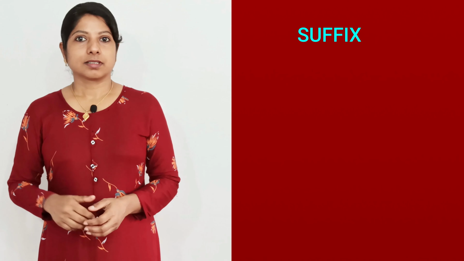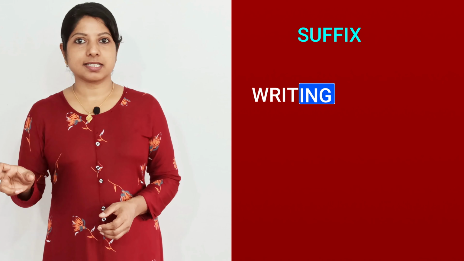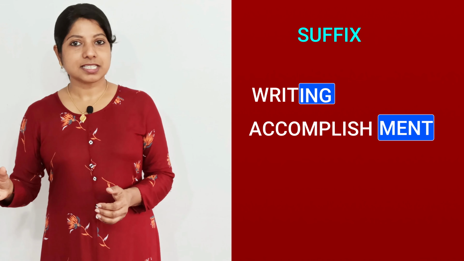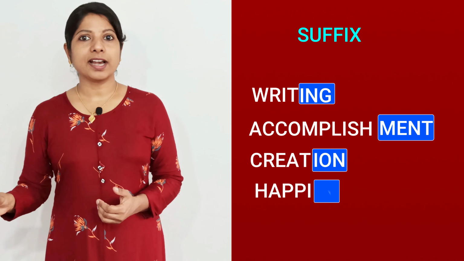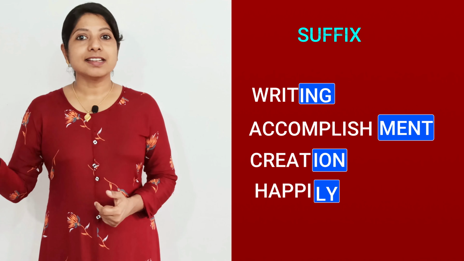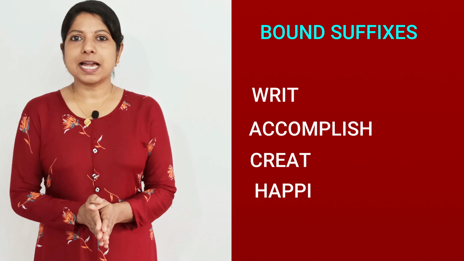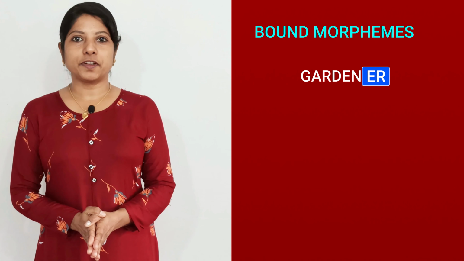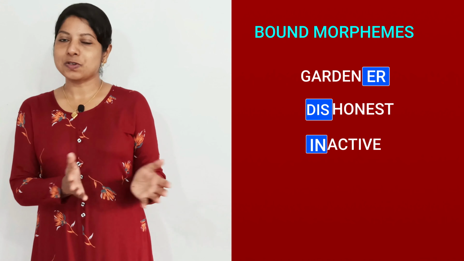Another example, writing. Again, write and ing. Ing is a suffix. It comes at the end of write. Accomplishment. Ment is a suffix. Creation, ion is a suffix. Happily, ly is a suffix. So all these suffixes are also bound morphemes. Hence you can call them bound suffixes. Now a few more examples of bound morphemes. Gardener. Er is a bound morpheme. Dishonest. Dis is bound. Inactive. In is a bound morpheme.